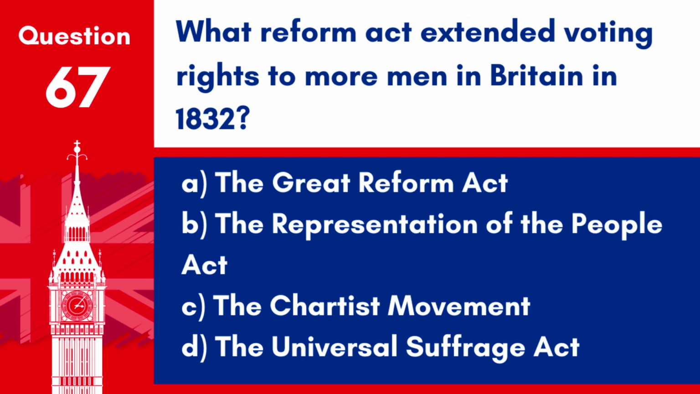Question 67. What Reform Act extended voting rights to more men in Britain in 1832? A. The Great Reform Act. B. The Representation of the People Act. C. The Chartist Movement. D. The Universal Suffrage Act.